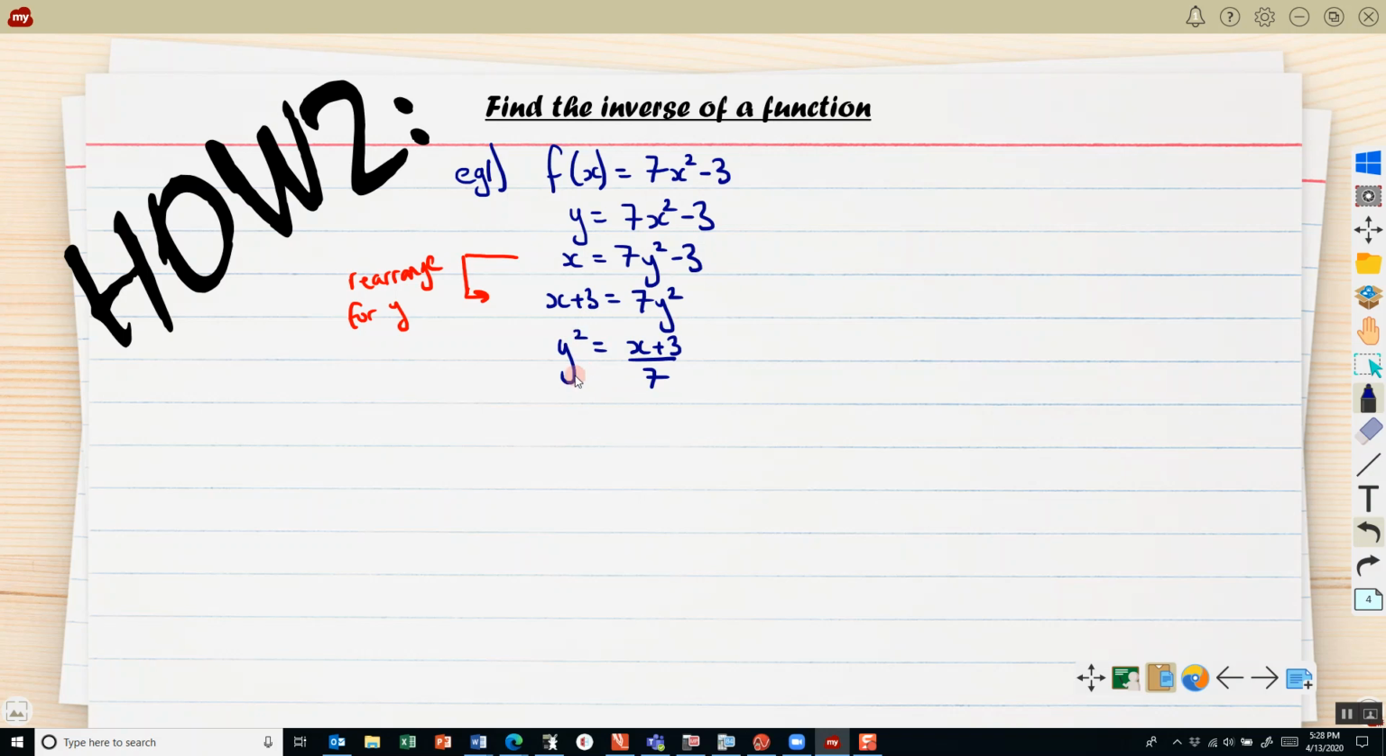And then to find y, in order to get rid of the squared, I take the square root of both sides. And again, I'm not saying whether this function actually exists. I'm just going through the procedure to find it. On your last step, to get your final mark, you change your y into the inverse function. And you are done. So that is example 1.